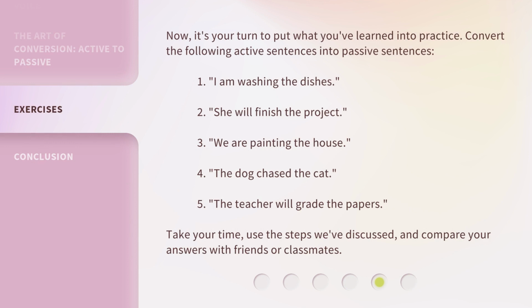Now, it's your turn to put what you've learned into practice. Convert the following active sentences into passive sentences. 1. I am washing the dishes. 2. She will finish the project. 3. We are painting the house. 4. The dog chased the cat. 5. The teacher will grade the papers. Take your time. Use the steps we've discussed, and compare your answers with friends or classmates.